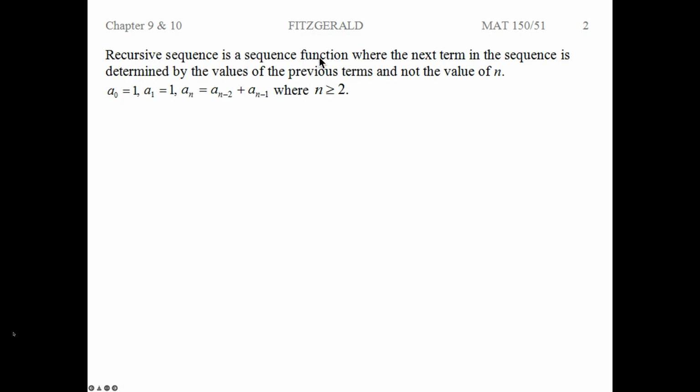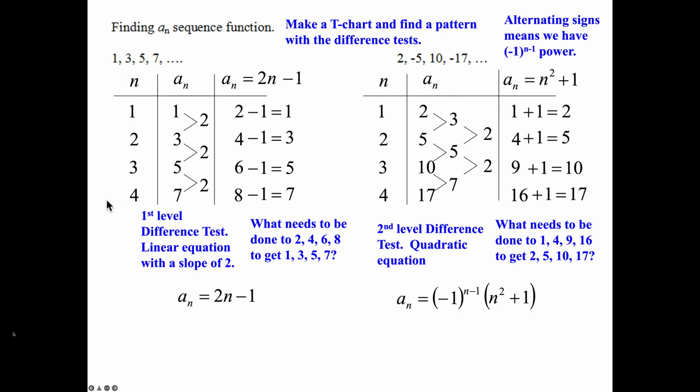Again, it's a function, but now the next term in the sequence is predetermined by the values of the previous terms, not the value of n. So what does that mean? If I was working with this function right here, and I wanted to find what is a sub 20, the 20th term in the sequence, I would just put 20 in for n. 2 times 20 is 40, minus 1, 39. That would be the 20th term.